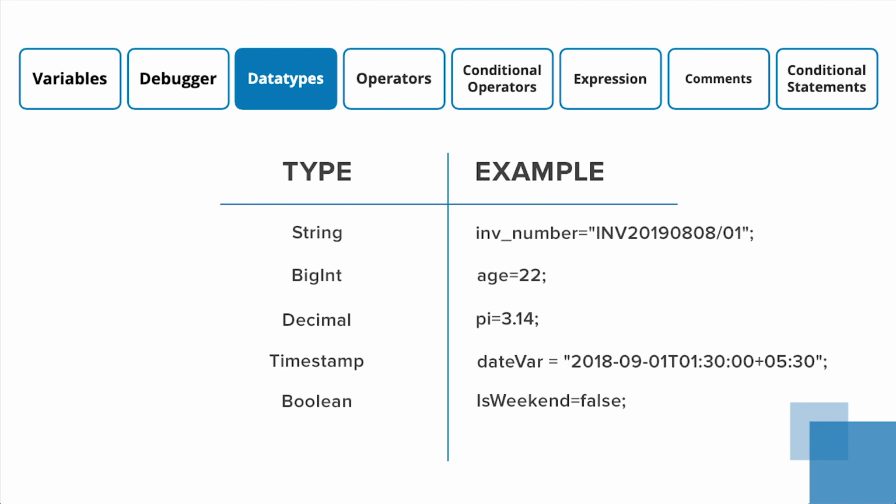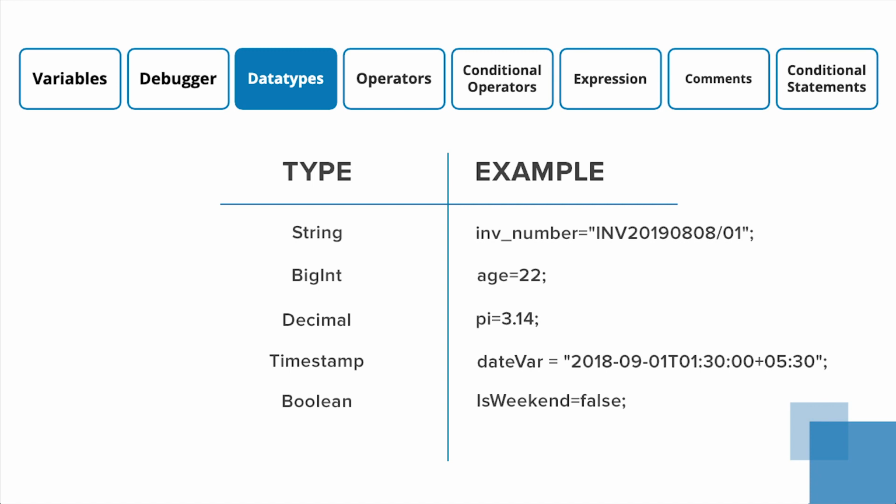Now check out a few examples here. You can see that the invoice number is equal to INV 2019 0808/01. So basically, this is an alphanumeric value, and therefore it's enclosed in quotes, and it's a string. Now, big integer like age equals 22. Because there's no decimal point, this is an integer value. Decimals are like, say, pi is 3.14. We know that. Now, 3.14 is a decimal value, so that is basically a decimal type.